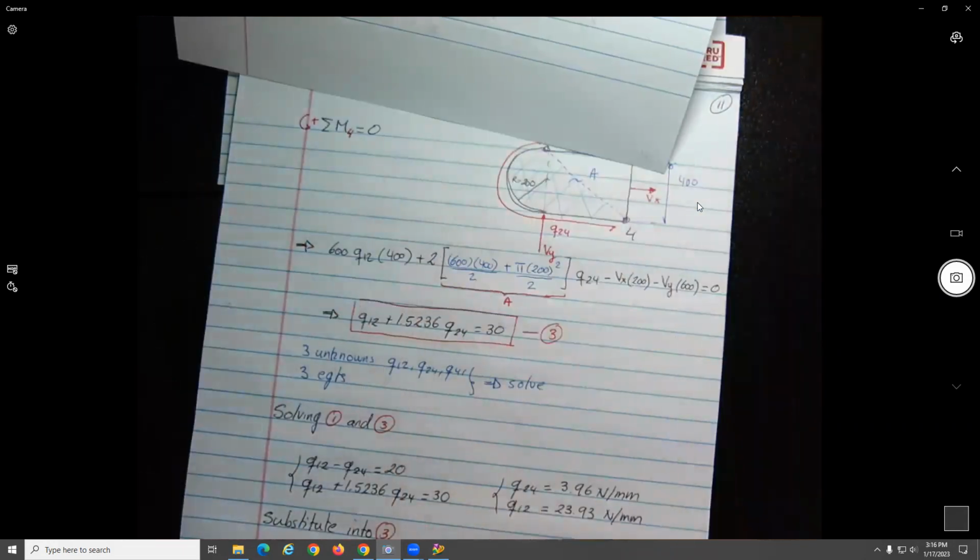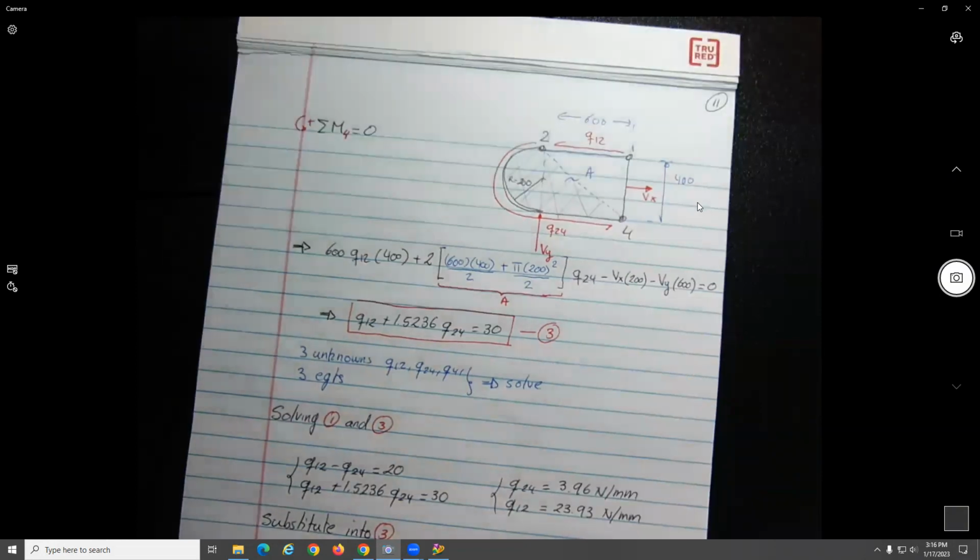Yes, why can't we take moments around point 1? You could take about point 1. It doesn't matter about which point you take it. I got a very different answer. More zero and what? Q12 or the Q24? I mean, it doesn't matter. It should not matter about which point you take the moments. Right. Okay, conceptually, it doesn't matter at all.